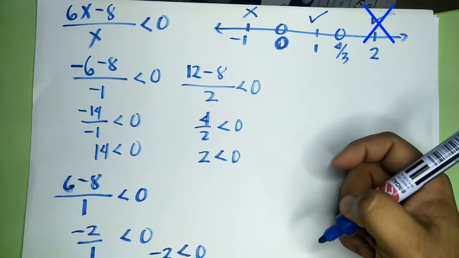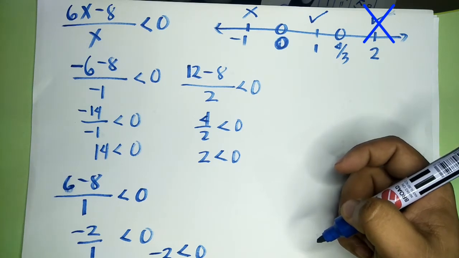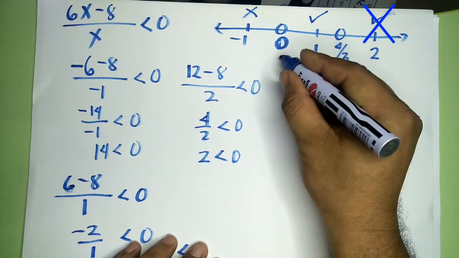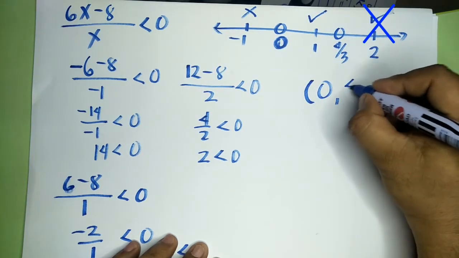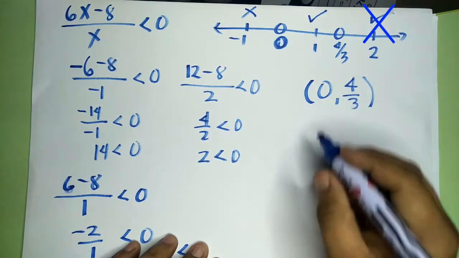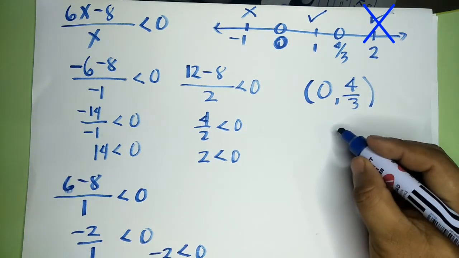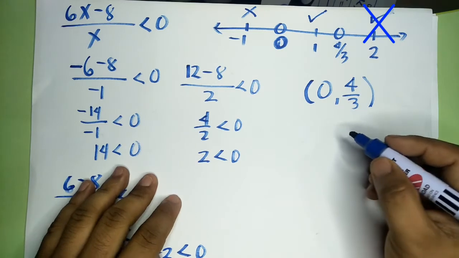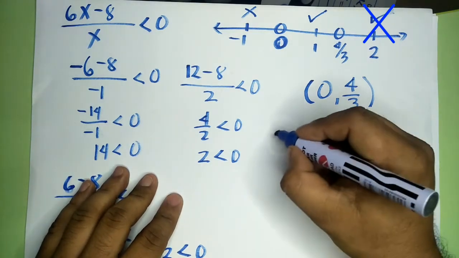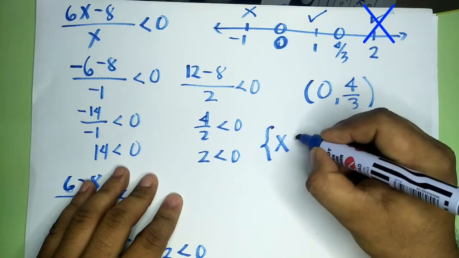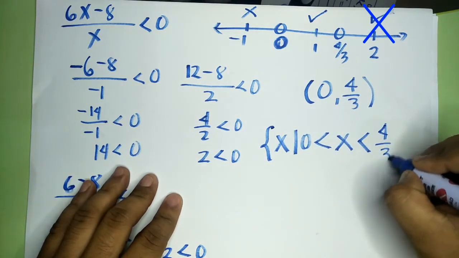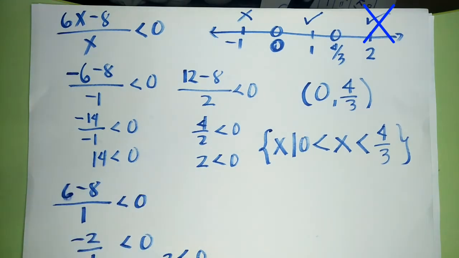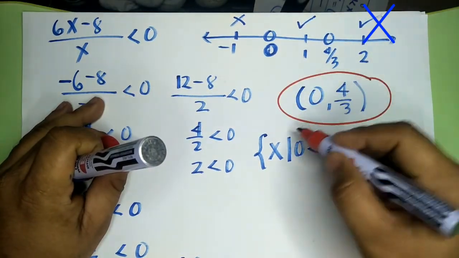So, ibig sabihin, sa pagsulat natin ng ating solution, so dahil hindi included yung 0, so that is 0 up to, hindi rin included ang 4/3. So, yan yung ating interval notation. Using set notation naman, that is x such that x is greater than 0 but less than 4/3. That is our answer.